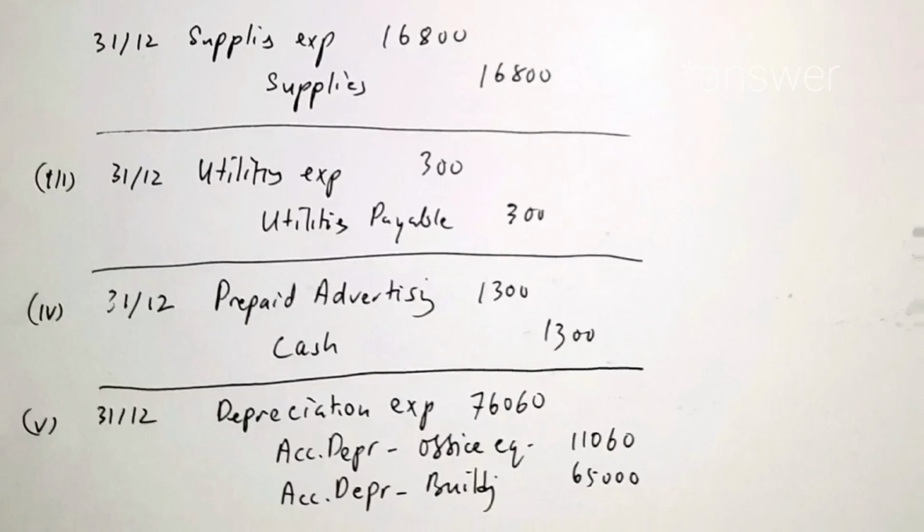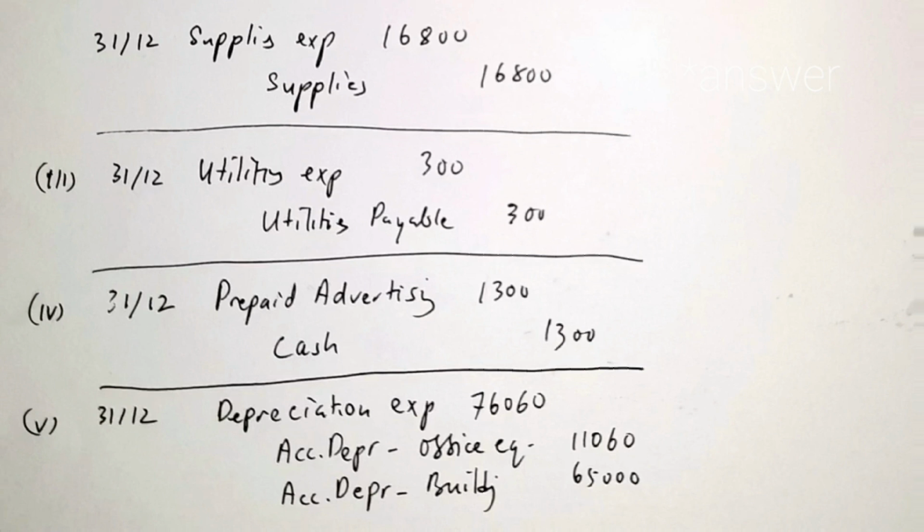Information number 3. Remember you have seen that the business has received a utility bill of $300 but still unpaid. So the adjusting entry is debit utility expense. You have to record the expense because it happened in year 2015, and then you credit utilities payable. Utilities payable is a liability account. It shows that the business has not paid the utility yet.